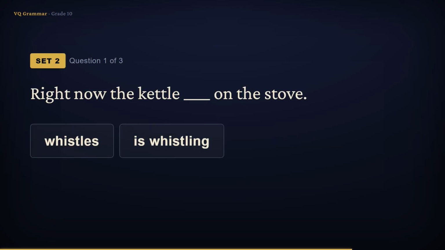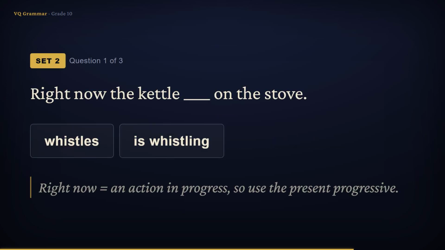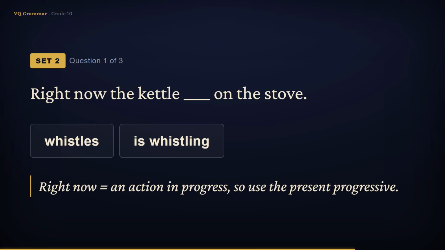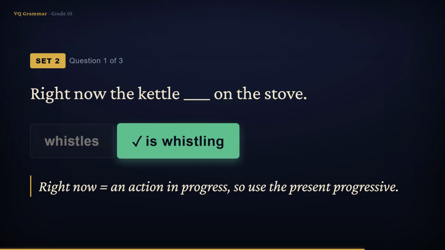Right now, the kettle blank on the stove. Those words, right now, tell you the action is happening at this very moment. It isn't a general habit, it's in motion. That calls for the progressive form. So we say the kettle is whistling on the stove.